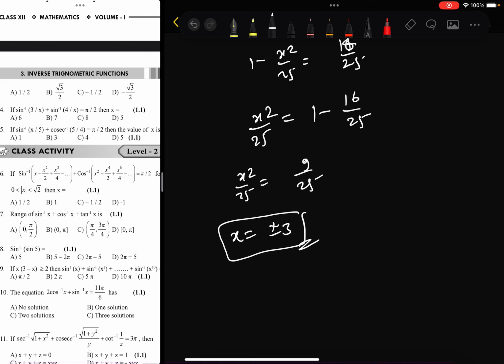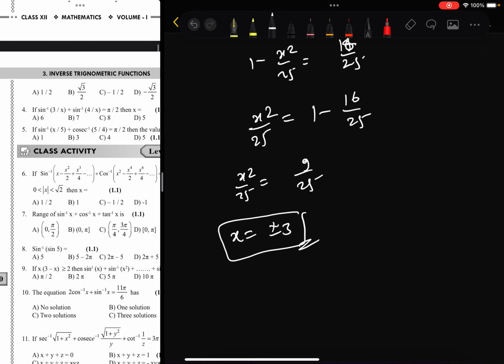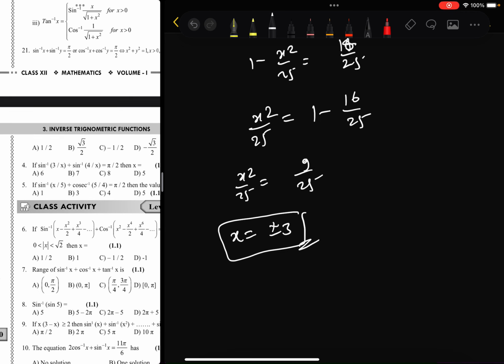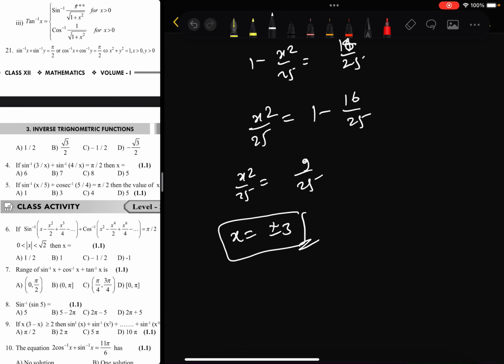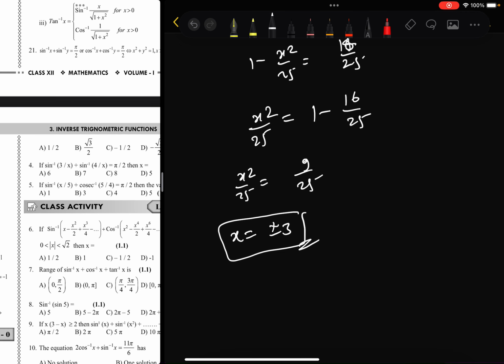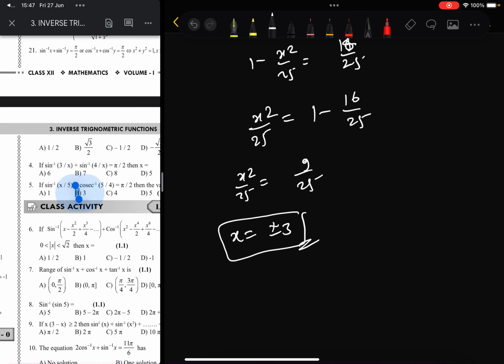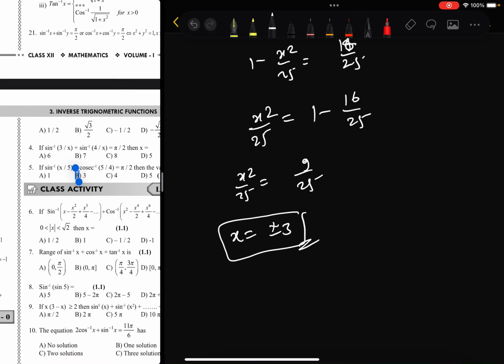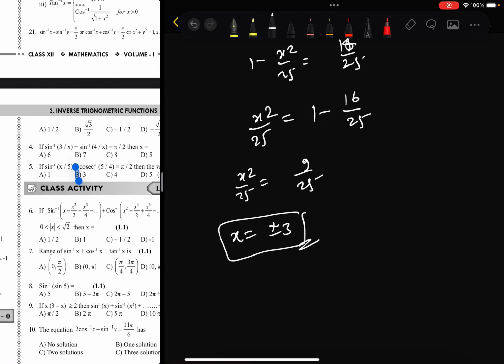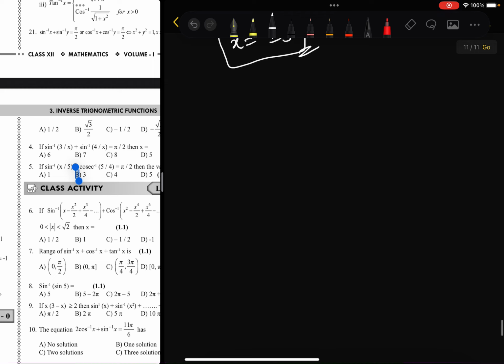So what was the question? Question number 5. We were solving question number 5. So option B you can see here. This option B is correct, right? Now question number 4 also is there. Yes, 4 is directly based on a formula. Okay.